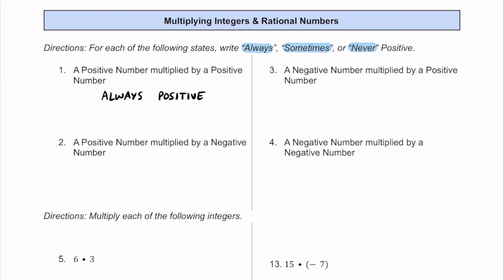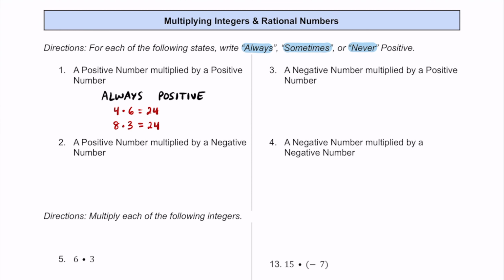Looking at a couple examples, if you have a positive 4 multiplied by a positive 6, that's going to be positive 24. Or if you have something like a positive 8 multiplied by a positive 3, that's also going to equal positive 24. So whenever you multiply 2 positives, you're always going to get a positive number.